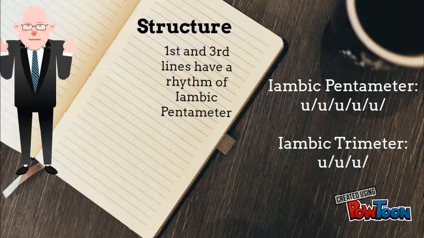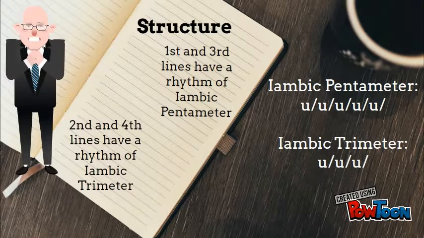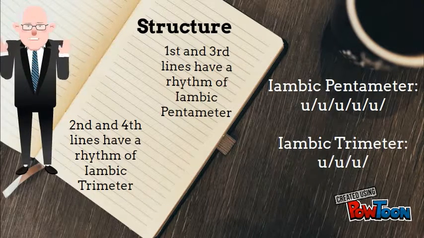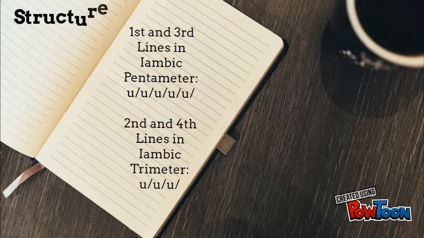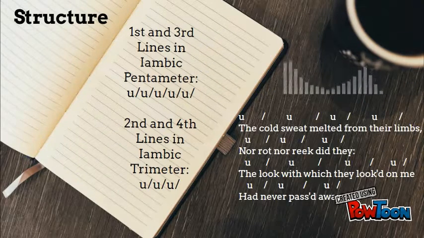Typically, the first and third lines of a ballad have a rhythm of iambic pentameter, and the second and fourth lines have a rhythm of iambic trimeter. Notice the rhythm and where the syllables have emphasis as I read the example aloud.